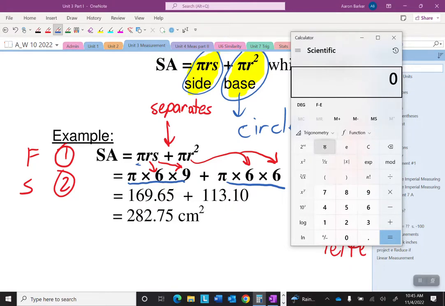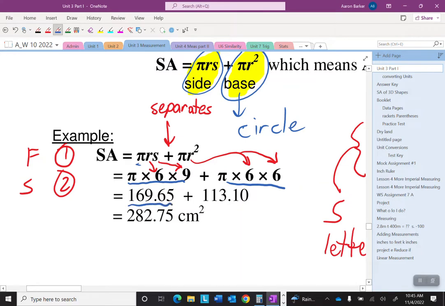So find your pi button on your calculator, and then go times 6 times 9 equals. Okay, now they rounded it. I just write down 3 decimals myself. They rounded to 2. Either way is fine. So there's the answer to the front. Now you got to work with the back.